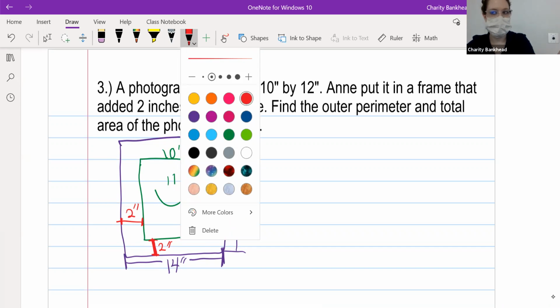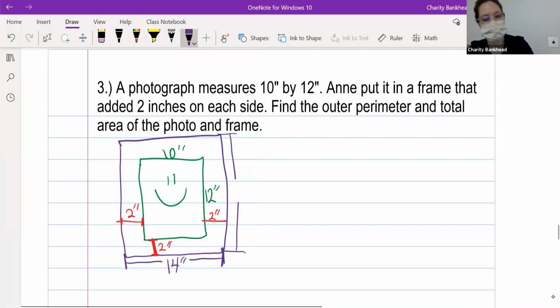12 plus 2 plus another 2. Okay. So the whole picture frame is 14 by 16.